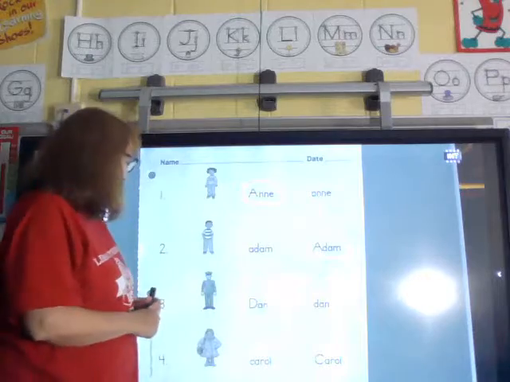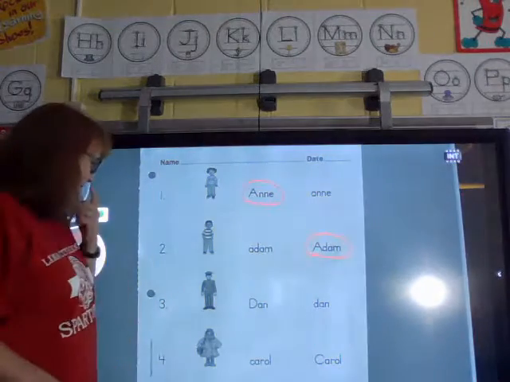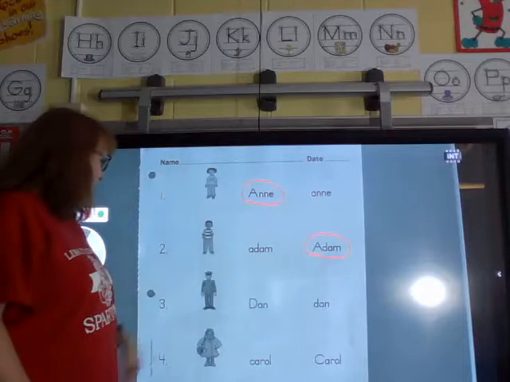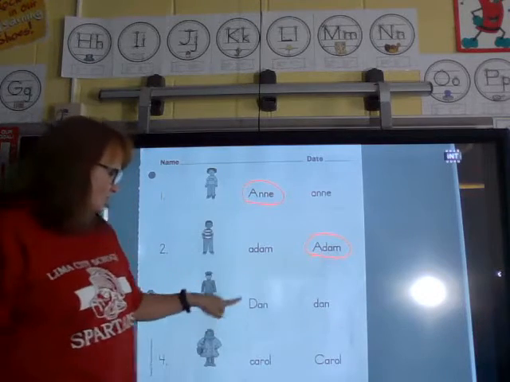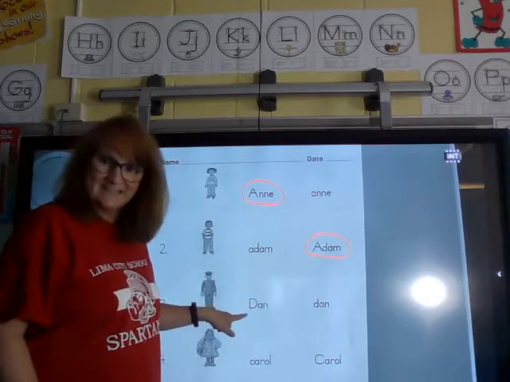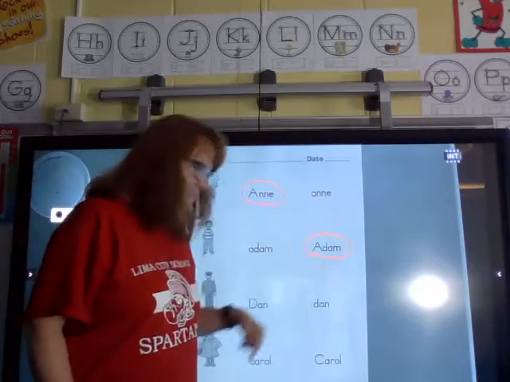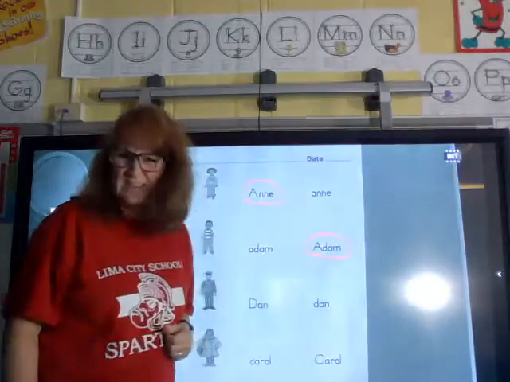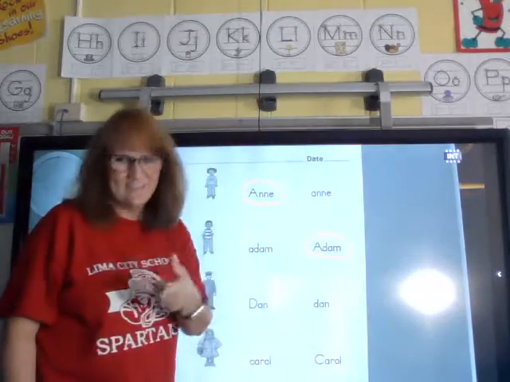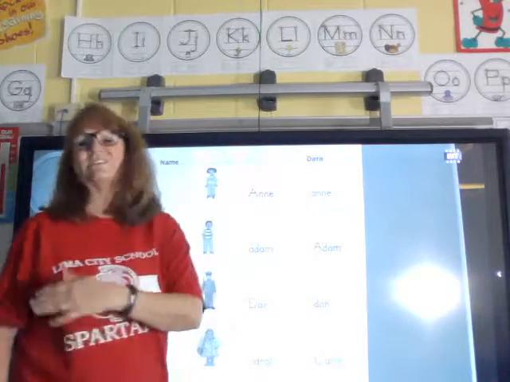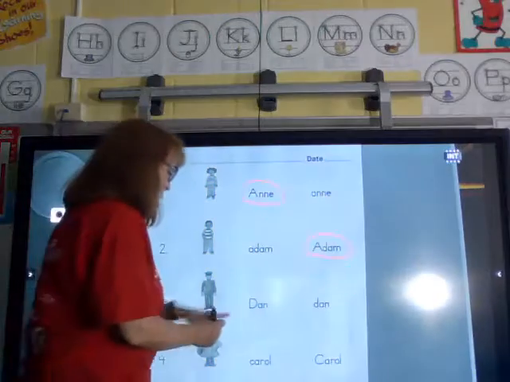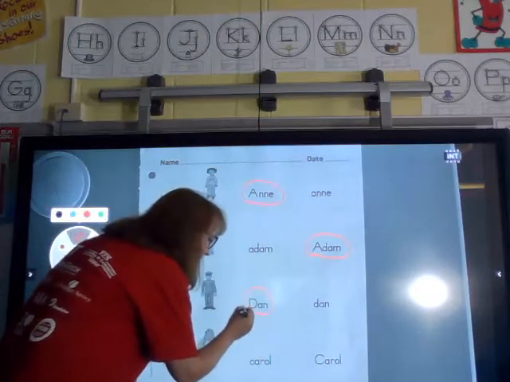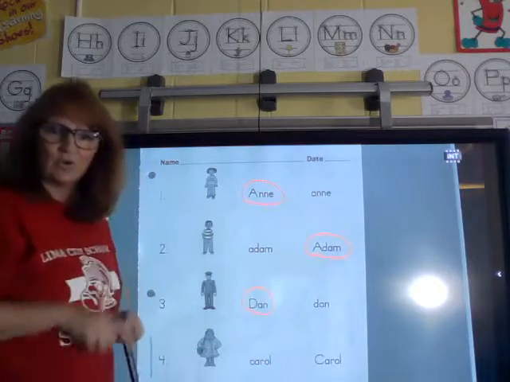Good. Well, let's move down here to, looks like Dan the policeman. Dan the policeman. There's Dan's name written with a capital D, Dan. There's Dan's name written with a lowercase d. Which one do you think is right? The one with the capital, of course, because all names start with capital letters. So go ahead and find that capital D, Dan, and give it a circle.